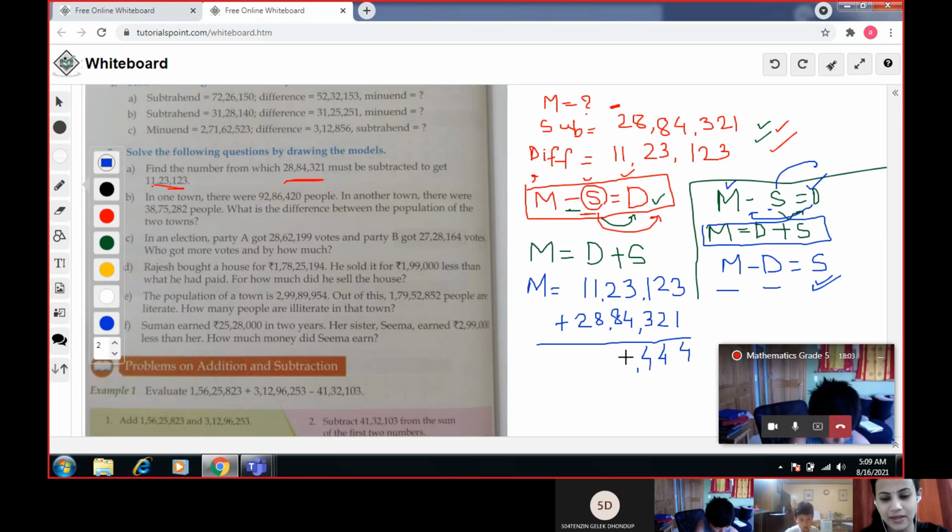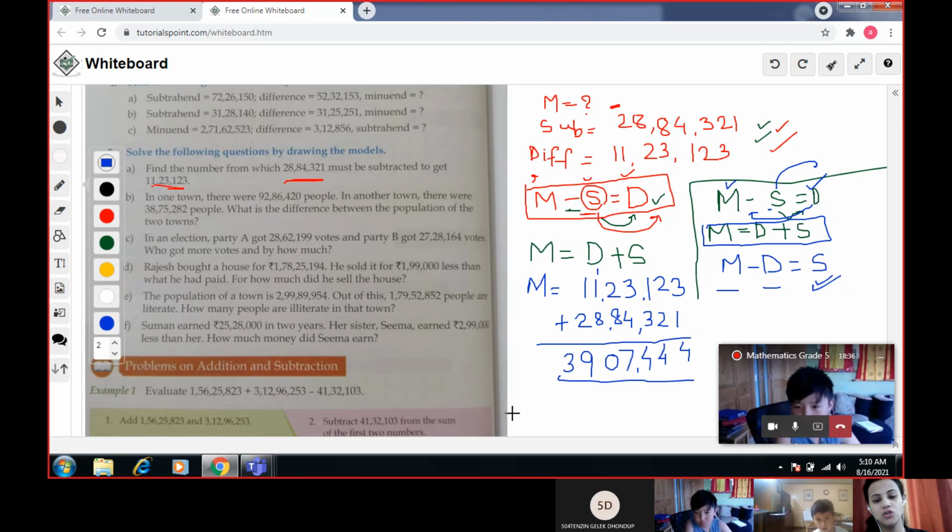Now 4 plus 3 is 7, 8 plus 2 is 10. We will write 0 here and take one carry. Now 8 plus 1 is 9, and 9 plus 1 is 10. Now 2 plus 1 is 3. So we have got the minuend. This is the minuend. So this is the word problem.